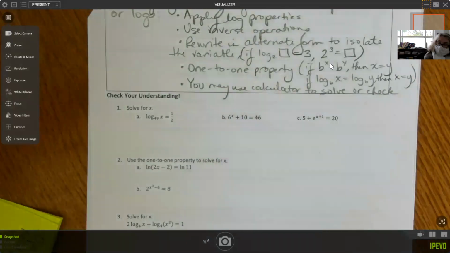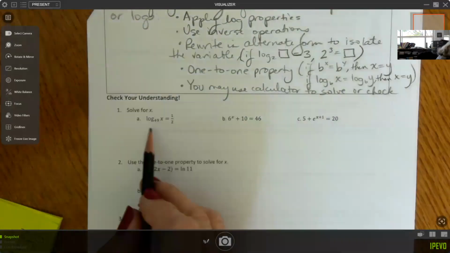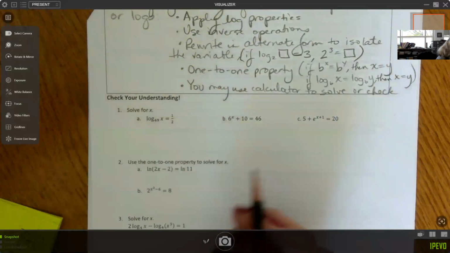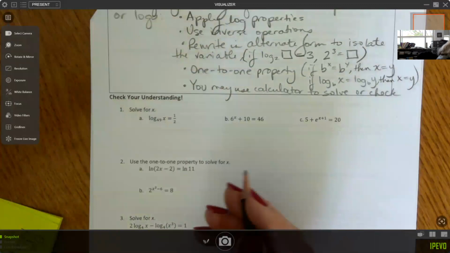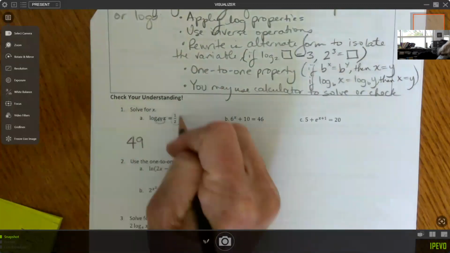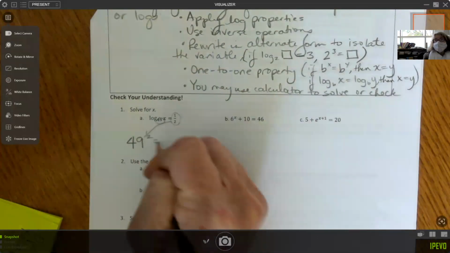Okay, so let's do some of these, okay? And again, individually they're not that hard, but what's hard is they all look different, right? So something like this, log base 49 of x equals 1/2. I think the easiest way to do it is, okay, this is my base. This is my exponent.